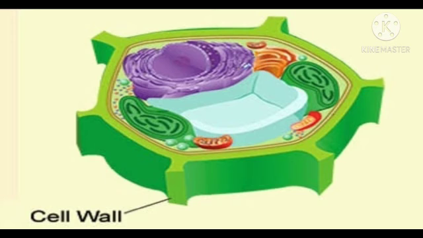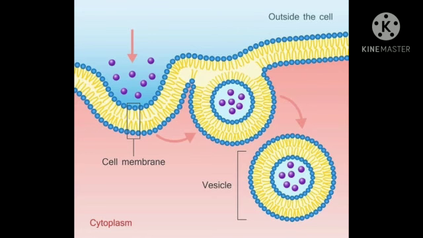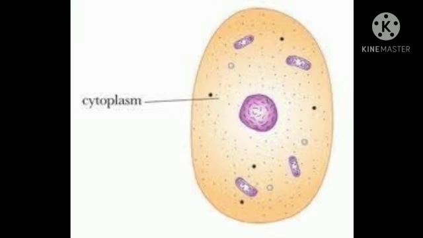Supporter and protector. Next, number 2, cell membrane. It holds and protects the cell. It controls the movement of materials in and out of the cell. What is the special name for cell membrane, children? Gate of the cell, because it is in and out. Third one, cytoplasm. A watery gel-like material in which cell parts move. It has a special name: area of movement. Cytoplasm means what? Area of movement.